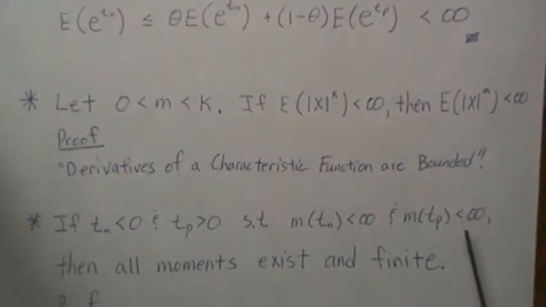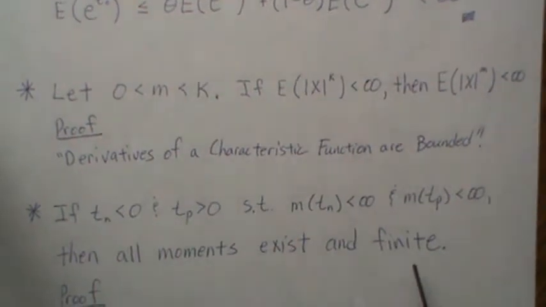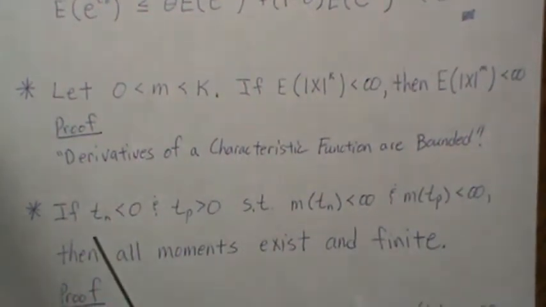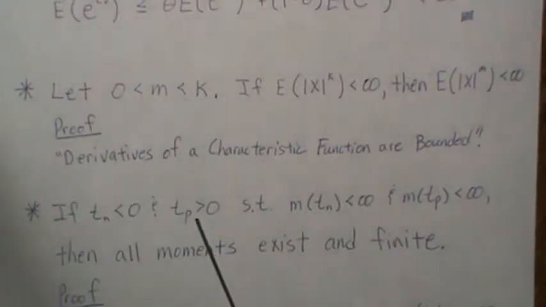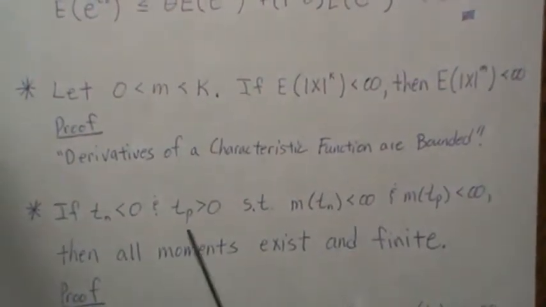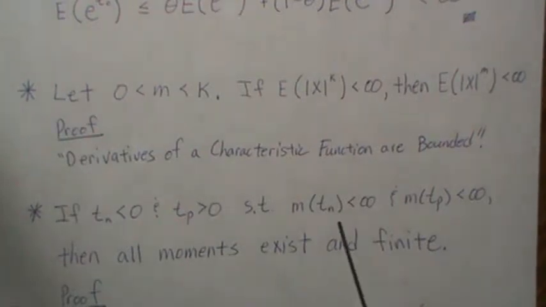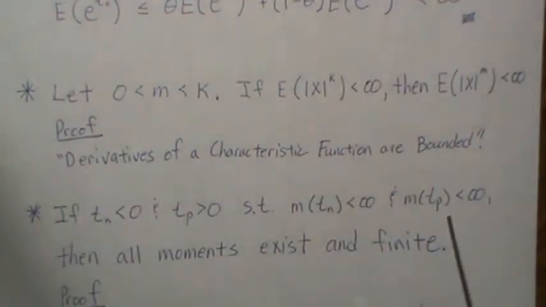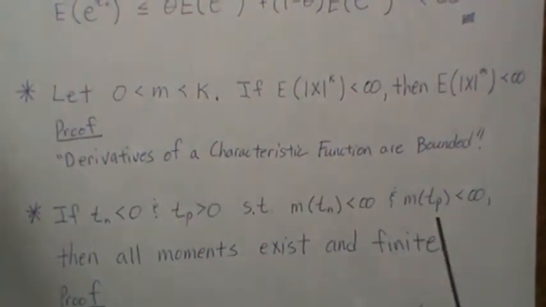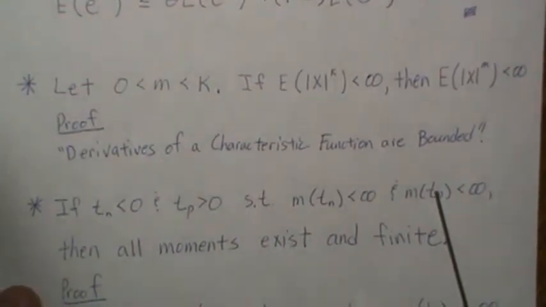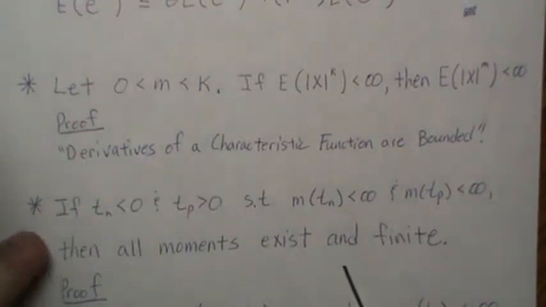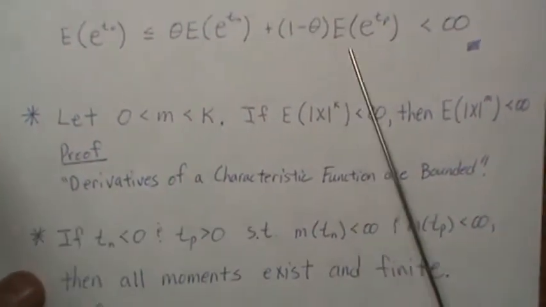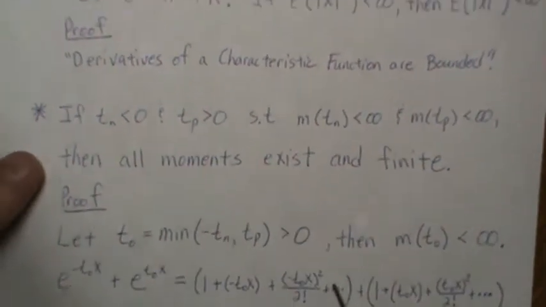So now let's look at this bullet point. If we have two numbers, Tn and Tp, remember N stands for negative and P stands for positive, such that the moment generating function is finite at those points, then all moments exist and are finite. Okay, well, that's one step farther than we did in the last moment, but here is the proof.